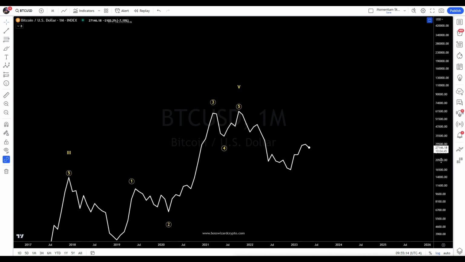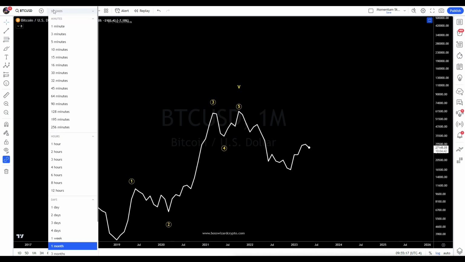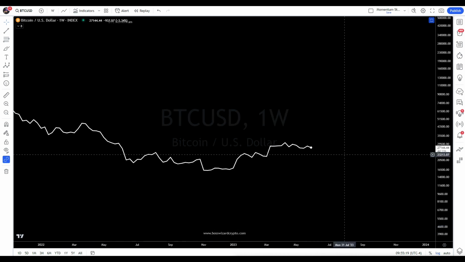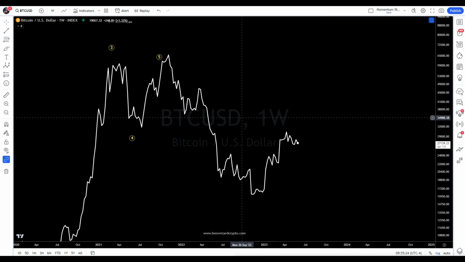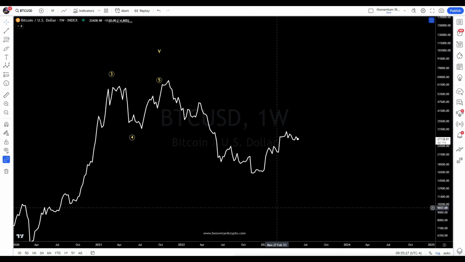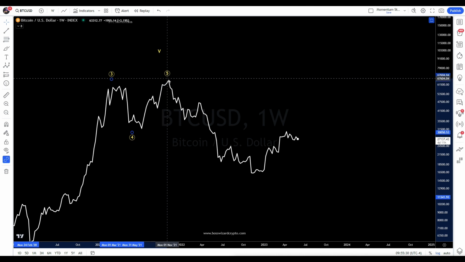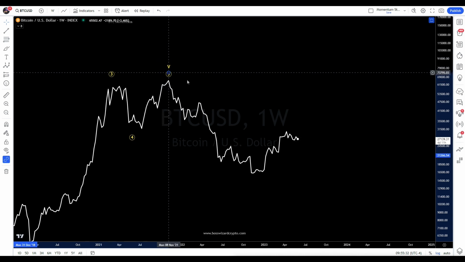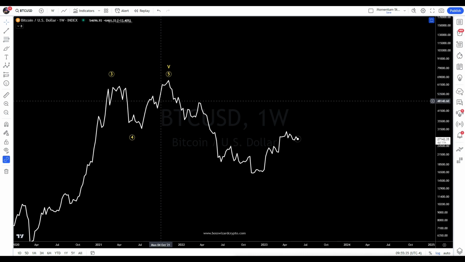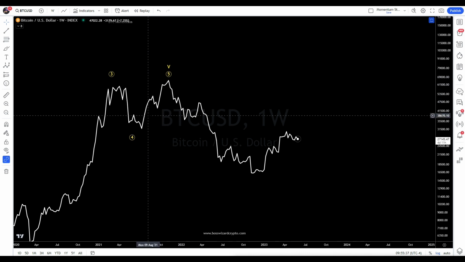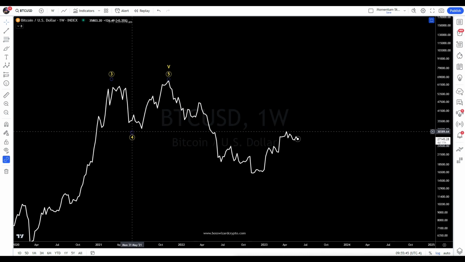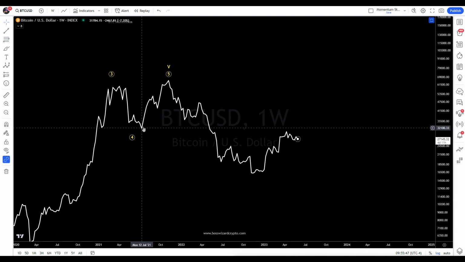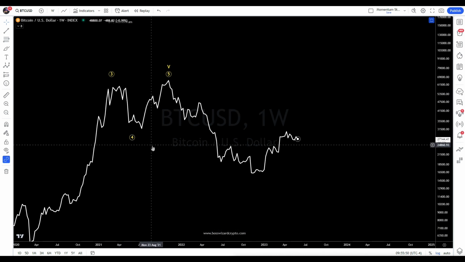everything since then. So what I'm going to do is come down to the weekly, and then what we have is a clear 5-wave move. Now, yes, this could be counted other ways. Like I said, this looks like a zigzag to me and not an impulse. Specifically, this 5 here looks like a zigzag and not an impulse.